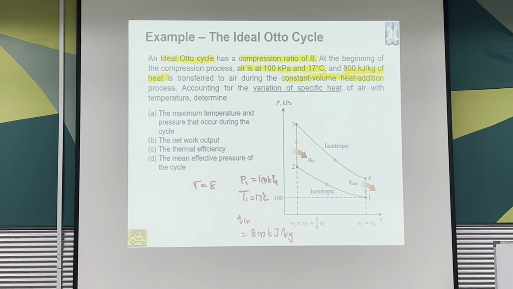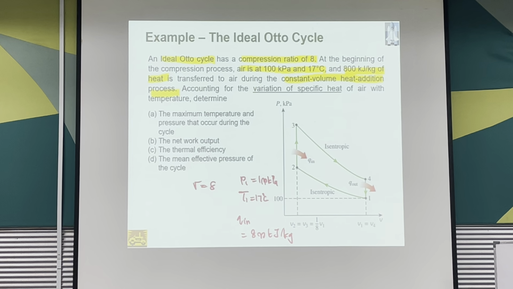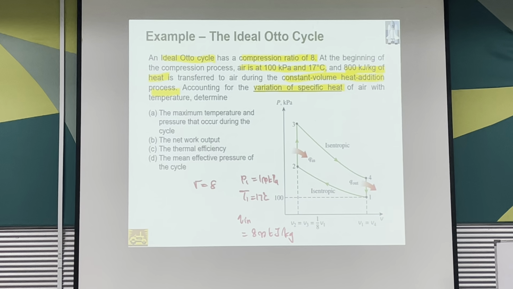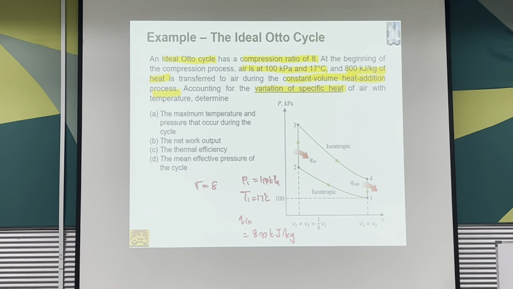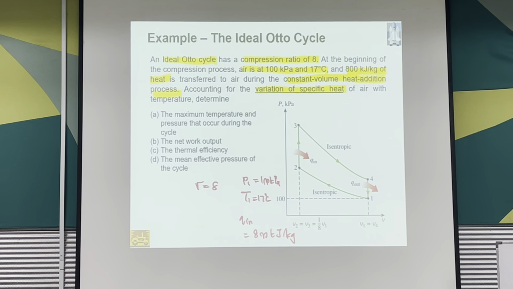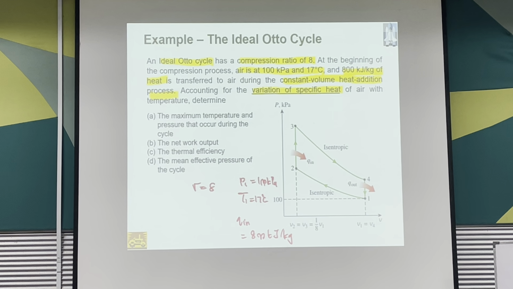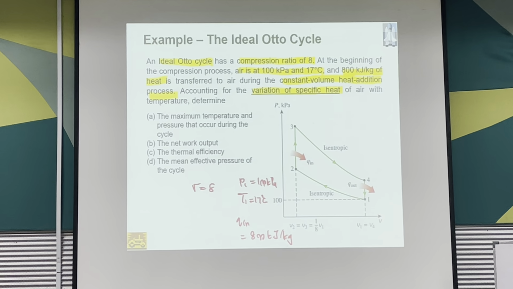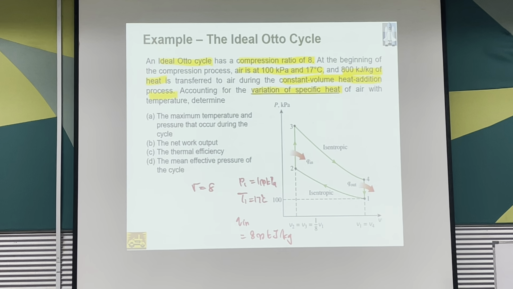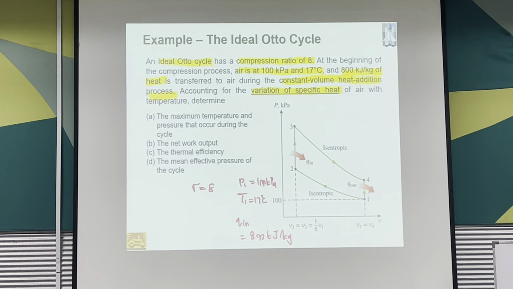During the constant volume heat addition process, accounting for the variation of specific heat. This is a keyword. Usually the question will tell you whether we are looking at a variable specific heat or a constant specific heat. These two have slightly different methods. Here I'm only showing you how to use the variable specific heat method.